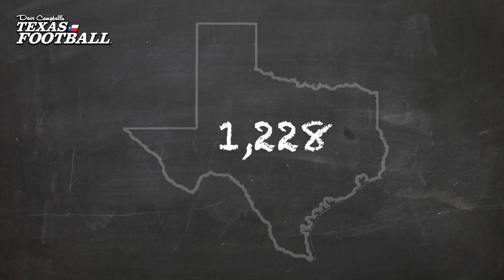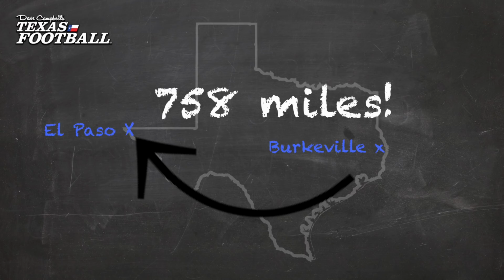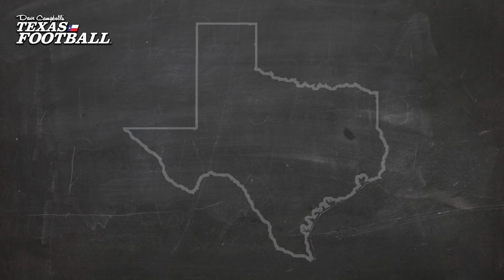There are 1,228 public Texas high school football teams, and they are spread out. The easternmost team in Texas is Burkeville. It is 758 miles away from El Paso. They are also of varying size. The largest school in Texas with a football team is Allen.